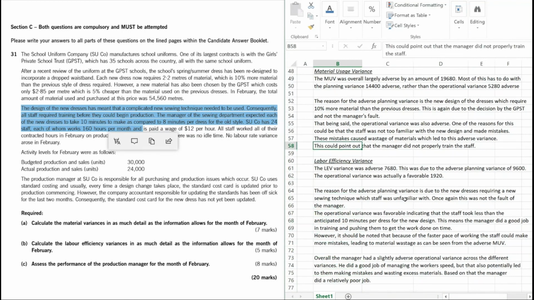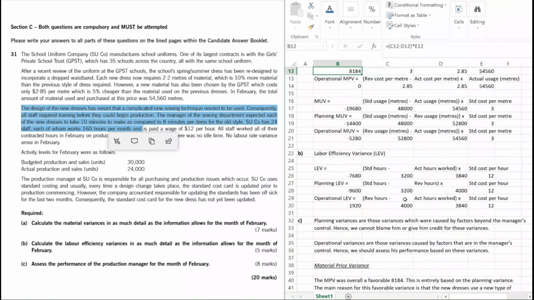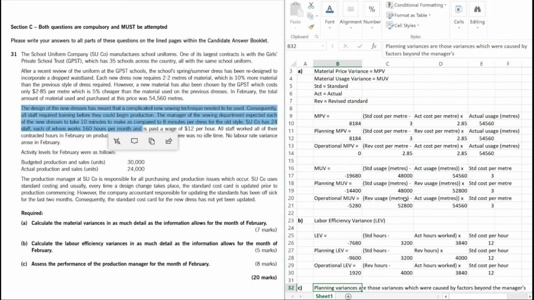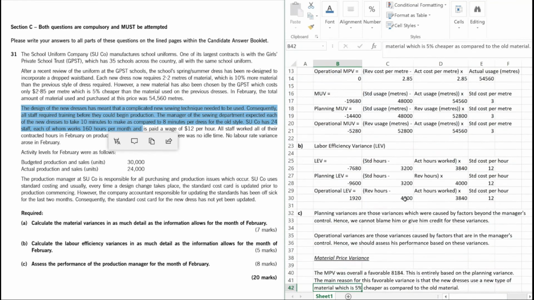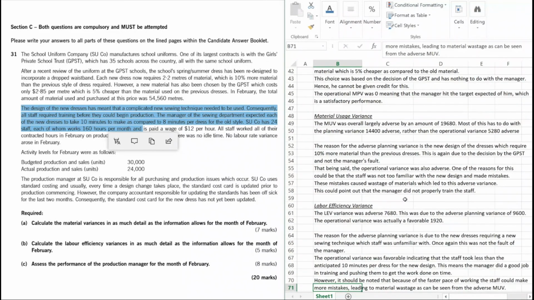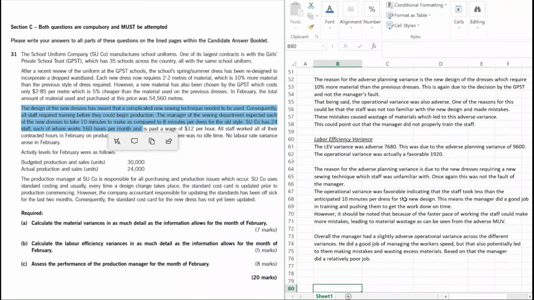Okay, so there we have it, our entire variance question, and you can see the formatting is very good and smooth, so it'll make it easier for the marker to follow. We have the calculations done, we have the analysis done thoroughly, and this is a typical variance question that you can get.